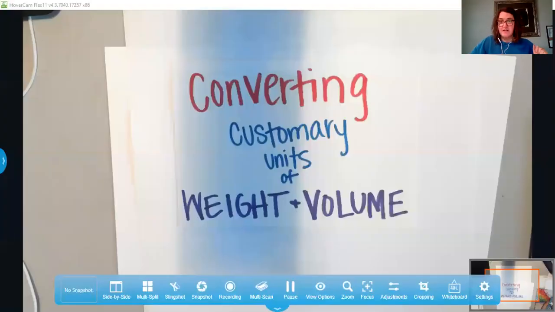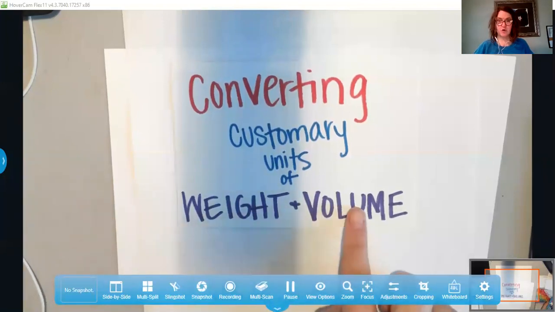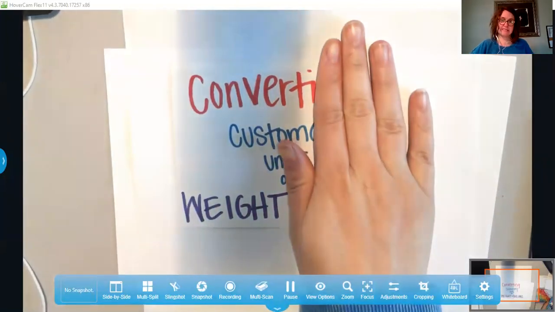Let's take a look at what we are going to be learning about today. All right, so today we are going to be focusing on converting customary units of both weight and volume. We're going to start with weight today.